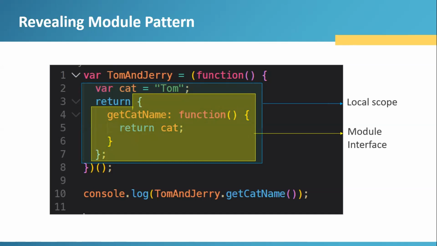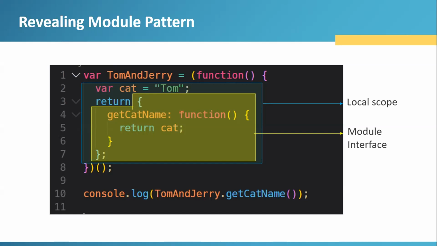So let's examine this example. I've taken a simple code to explain the revealing module pattern. In line number 2, we have a variable named cat, which is assigned the string Tom, and we are just returning a module interface, which is nothing but an object having a property called getCatName, which is a function returning the cat name. Now, since it is an immediately invoked function, this module interface will get assigned to the TomAndJerry variable that we have in line number 1. And after that, we can just go to line number 10 and log the cat name in the console. This is a simple module pattern code, right?